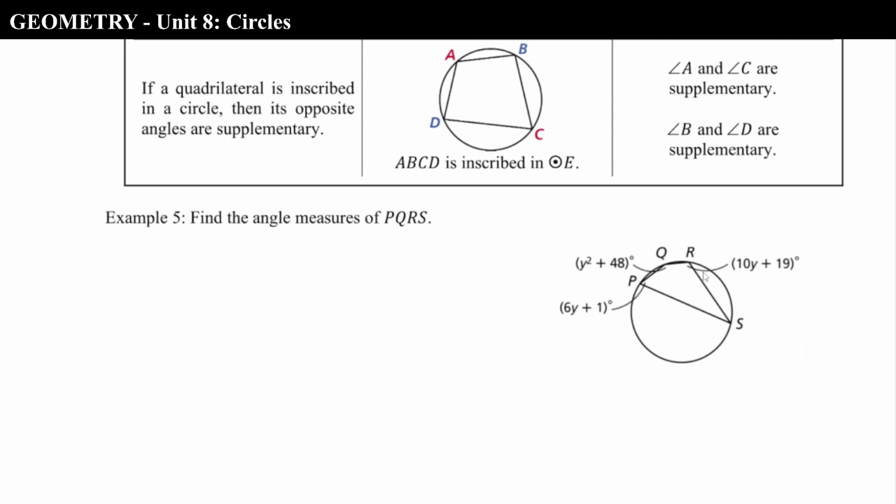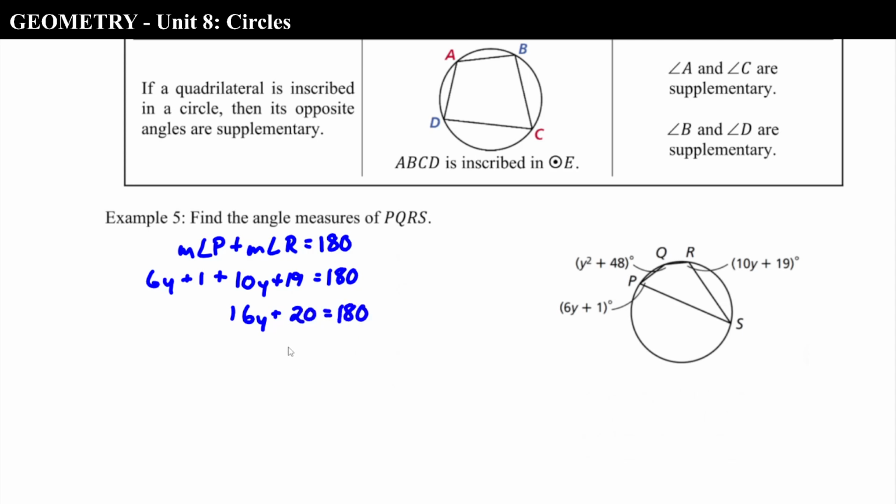So here we know that R and P are going to be supplementary. So the measure of angle P plus the measure of angle R is going to be 180. P is 6y plus 1. R is 10y plus 19. And now we're just doing an algebra problem to find out what y is. So we have 16y plus 20 equals 180. 16y equals 160. And so y is equal to 10.